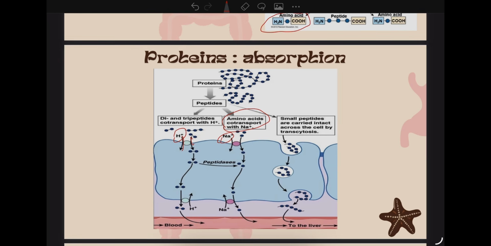Small peptides are the easiest ever. They are taken in by endocytosis and thrown out by exocytosis. No transporters, just endocytosis and exocytosis.